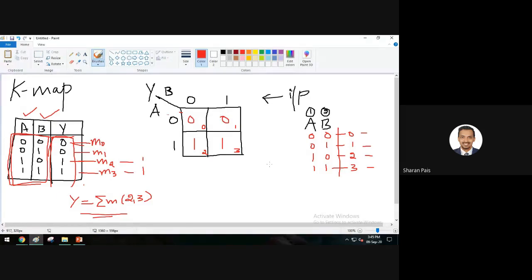That's it. Identify the minterms and which minterms are having high. That is the equation. 2 and 3 are having high. So in place of 2 and in place of 3, write 1 and 1. The remaining positions are having zeros. This is one more way of filling. But ultimately, the table you are getting is the same. Fine.